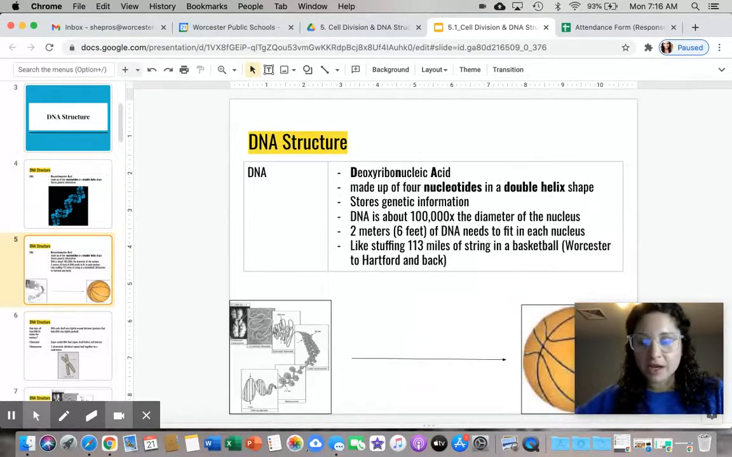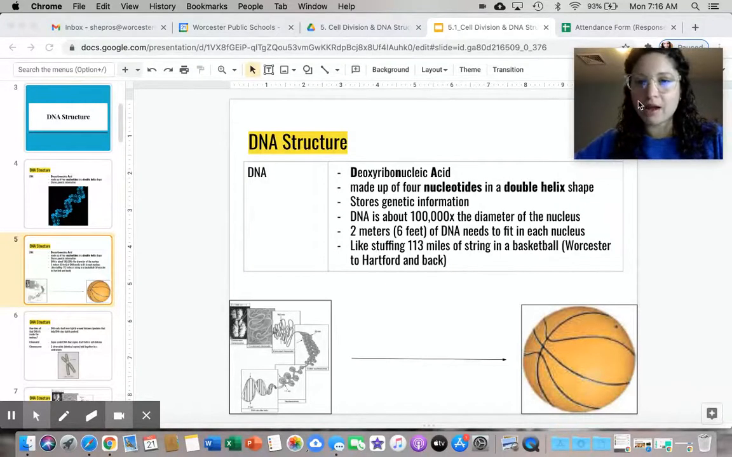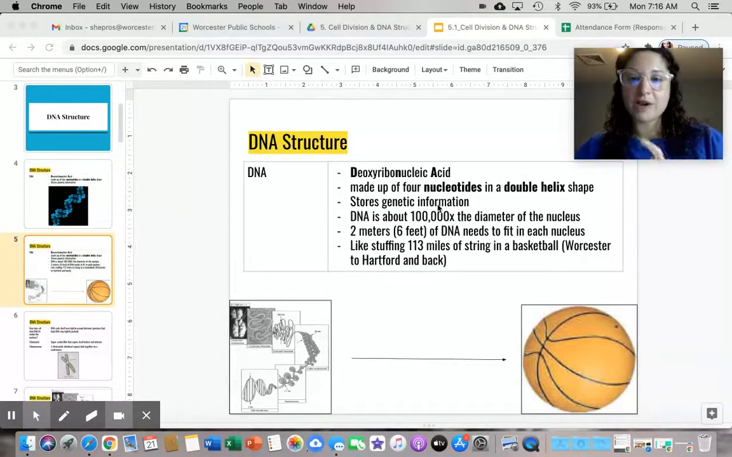Now, just a little background on DNA. So, like I've said, deoxyribonucleic acid is what DNA stands for. We know it's made up of 4 different nucleotides in that double helix shape, and it stores genetic information. Now, to give you an idea of just how much DNA is inside every single one of your cells, if you take the DNA out of the nucleus, you stretch it all the way out, you can wrap it around the nucleus, so it's the diameter of the nucleus, 100,000 times.